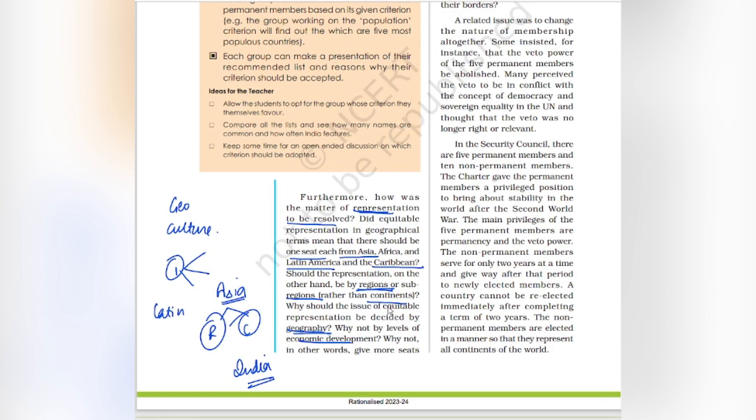You have simply stated this has to be the criteria, but you need to give the exact understanding of what you are trying to see in a particular country to give it the membership of the Security Council.